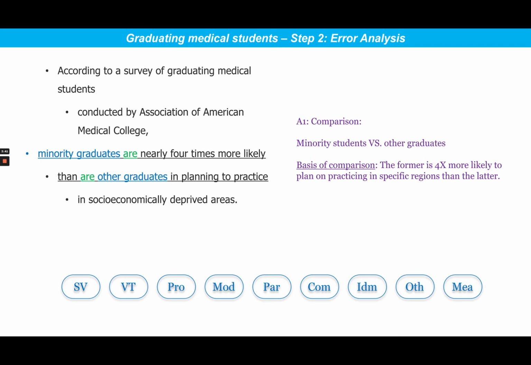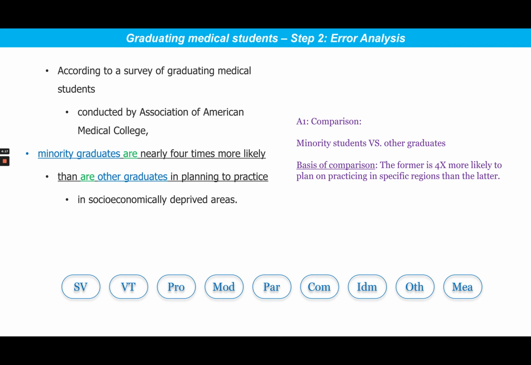We don't see any pronoun in the underlined portion. The modifiers seem to be all fine in this one. Parallelism is also correct because more likely than is preceded by a clause, minority graduates are, and is followed by a clause, are other graduates, and these entities are grammatical as well as logical. So parallelism is fine. Comparison is also fine, as we found out in the meaning analysis. The sentence presents the comparison in a very clear manner, so no issues.